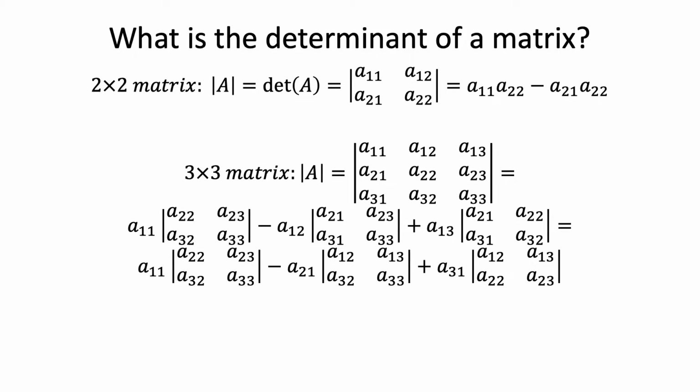Symbolically, the determinant of A is written as two vertical bars around the matrix variable, or simply write det A. For a 2 by 2 matrix, the determinant is obtained by simply multiplying the diagonal elements together and then subtracting the product of the non-diagonal elements as shown, A11 times A22 minus A21 times A12.